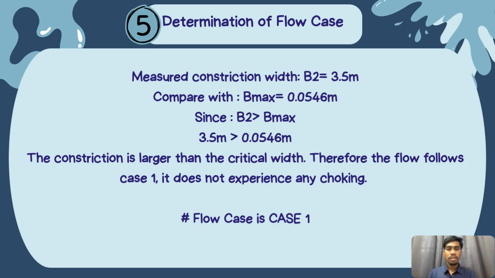The last part of the calculation is determination of flow case. The measured constriction width is B2 equals 3.5 meter, and if we compare with Bmax, which is 0.0546 meter, the B2 value is bigger than Bmax. The constriction is larger than the critical width. Therefore, the flow follows case 1. It does not experience any choking. So the flow case for this constriction is case 1.